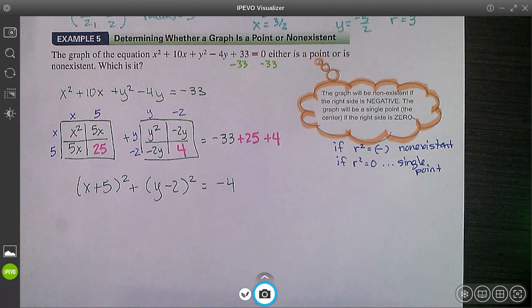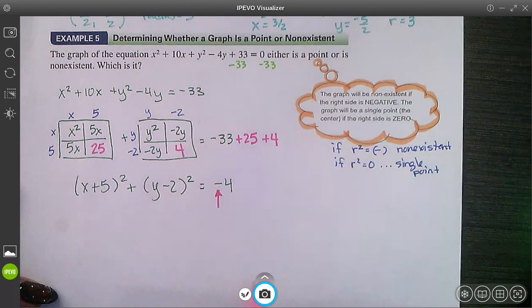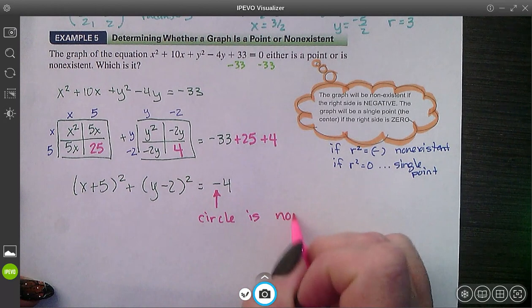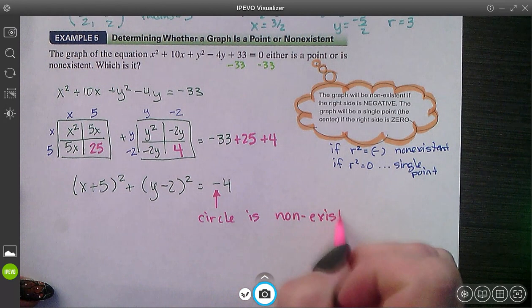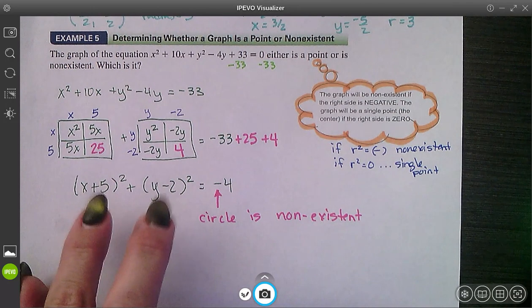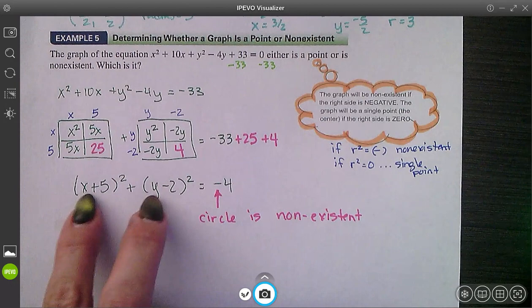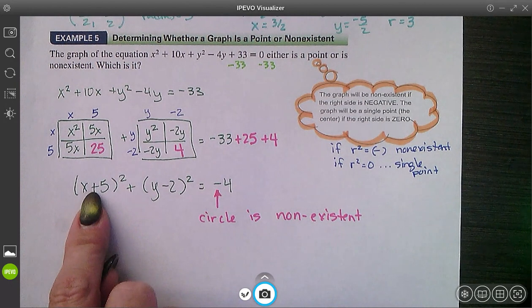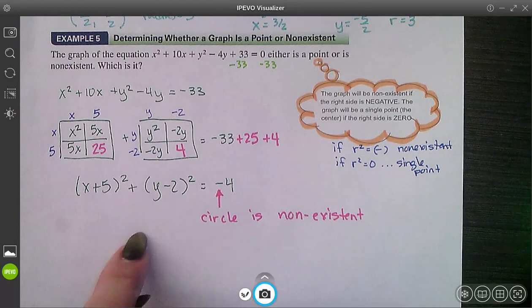So since that right side is negative, that means the circle is non-existent. If that right side would have been 0, then I would have said that that is a single point, and I would have said the single point is at the center, which in this case would have been at -5, 2.